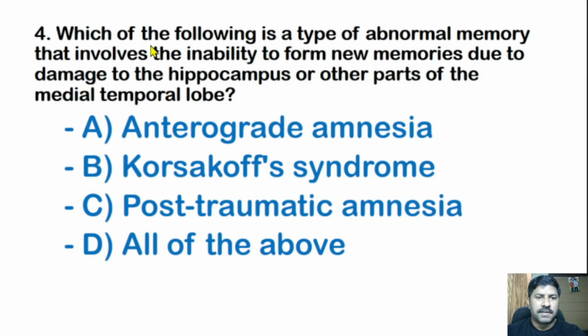So fourth question, which of the following is a type of abnormal memory that involves the inability to form new memories due to damage to the hippocampus or other parts of the medial temporal lobe? So I told you hippocampus is the main part of the brain that helps to retain memory. So here it is asking about the abnormal memory that involves the inability to form new memories due to damage to the hippocampus or other parts of the medial temporal lobe. Anterograde amnesia, Korsakoff syndrome, post-traumatic amnesia, all of the above.